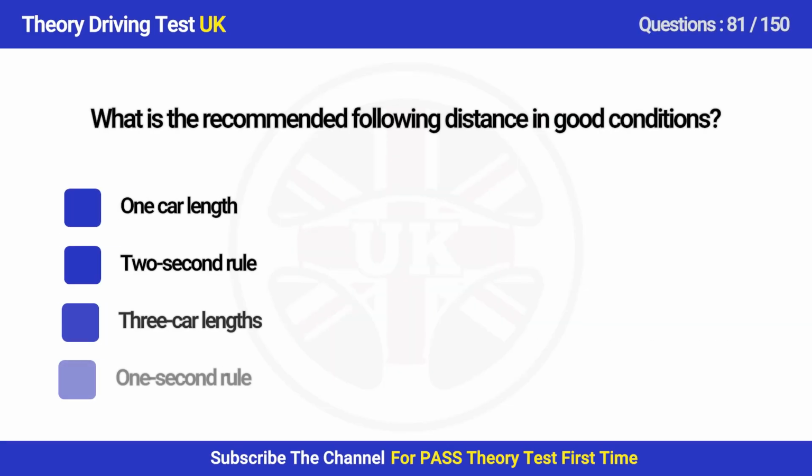Question 81. What is the recommended following distance in good conditions? A. 1 car length. B. 2-second rule. C. 5 car lengths. D. 4-second rule.